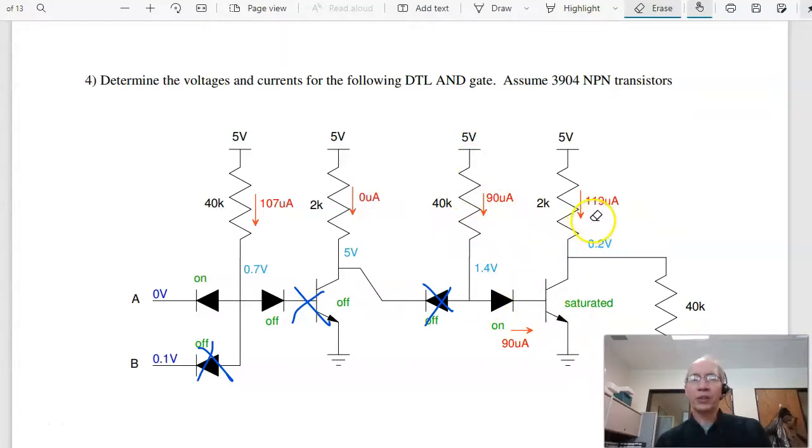I'm only trying to push 4.8. This is wrong. 2.4 milliamps through it. So 90 is more than 2.4. This saturates.